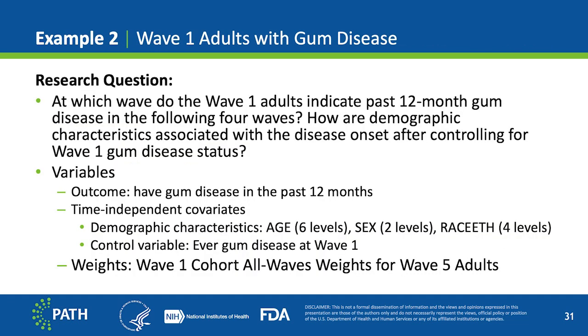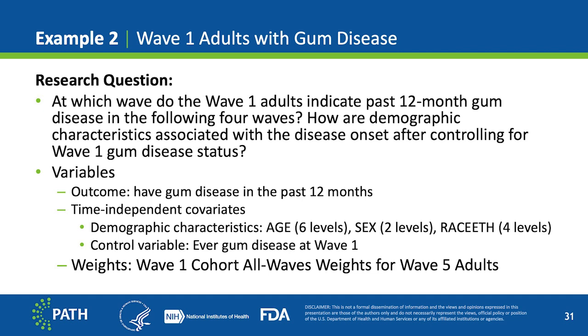In addition to the relationship between individual covariates and survival time, we are more interested in the joint effects of all those covariates. Now we would like to introduce you to a different example. Here we are interested in adults with gum disease. We would like to see among wave 1 adults, at which wave in the following 4 waves did they report having gum disease in the past 12 months? How are the demographic characteristics associated with disease time?